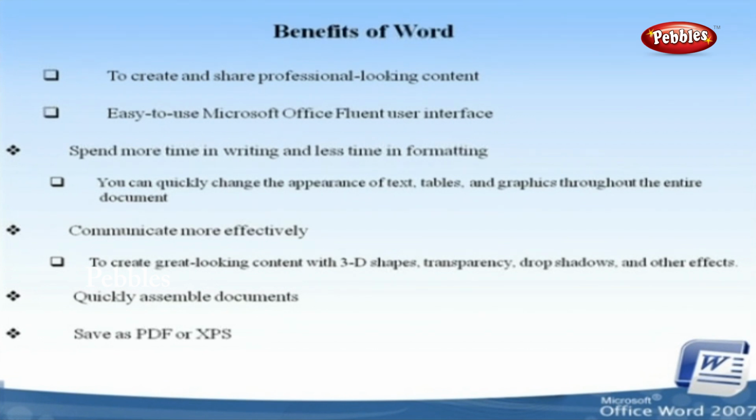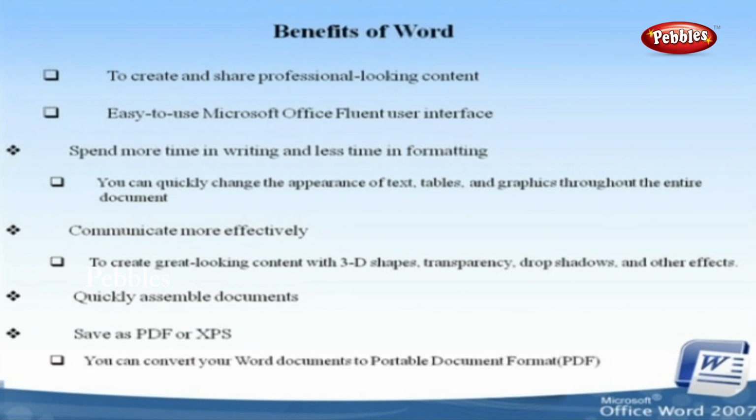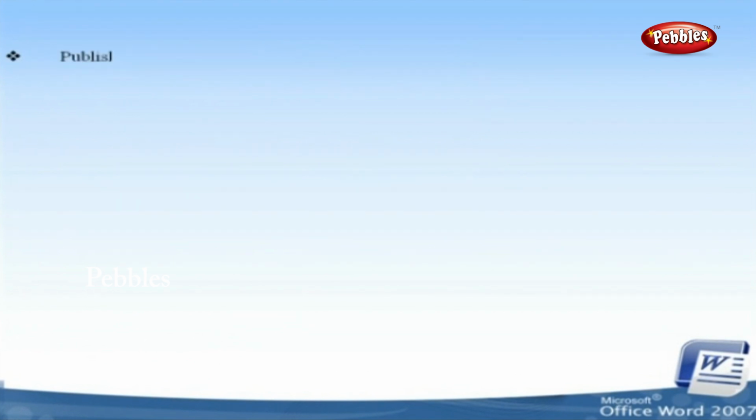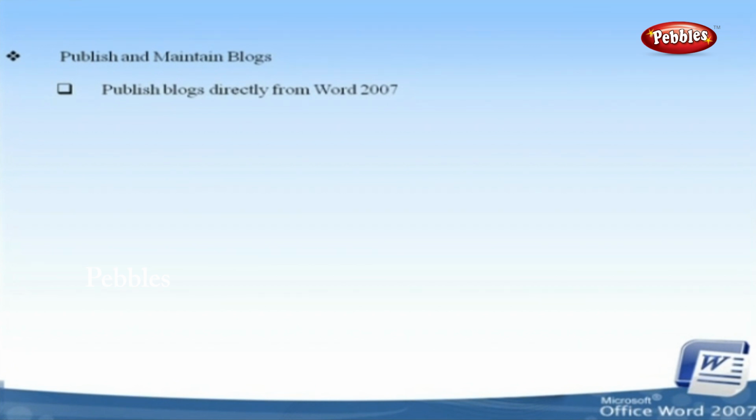Word 2007 offers you a choice for sharing documents with other people. You can convert your Word documents to portable document format, PDF. Publish and maintain blogs directly from Office Word 2007. You can now publish blogs directly from Word 2007. You can configure Word 2007 to link directly to your blog site and use the rich Word experience.